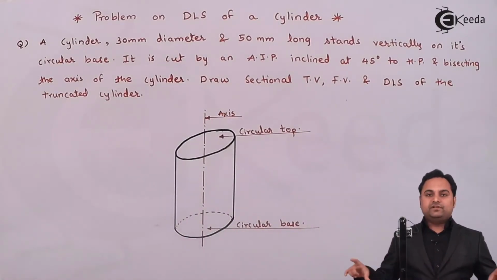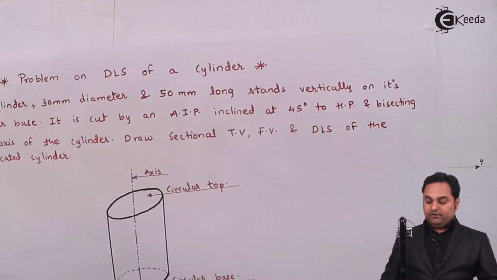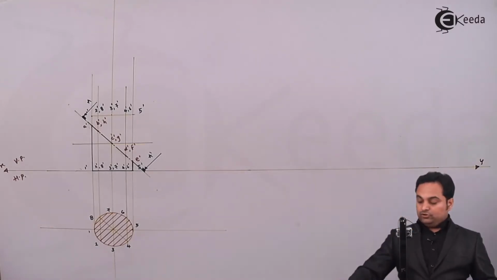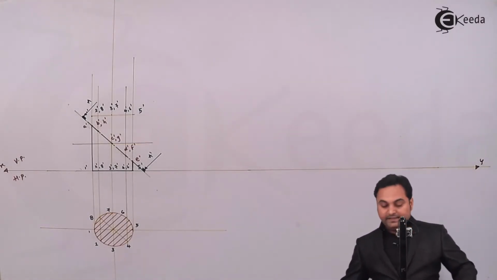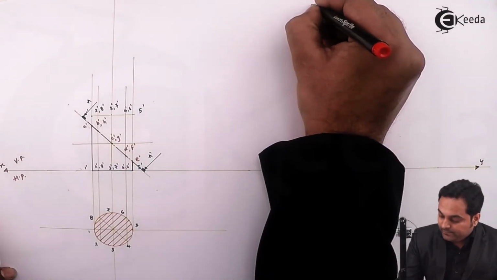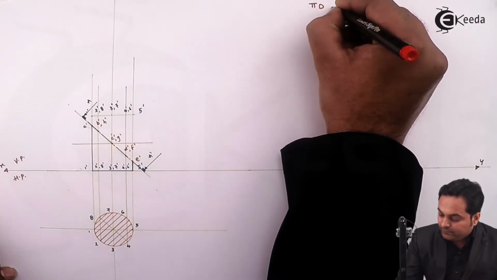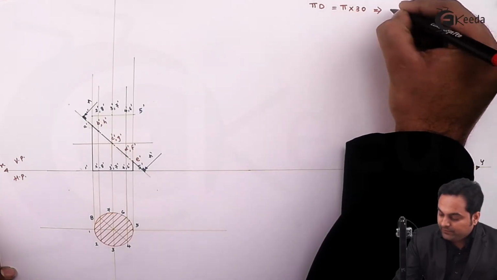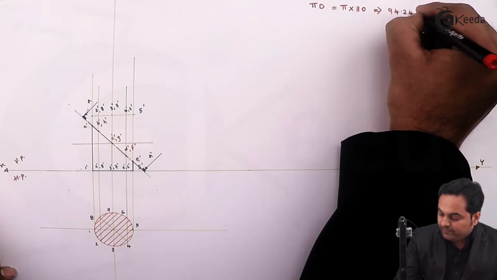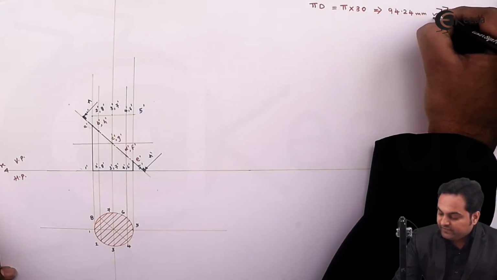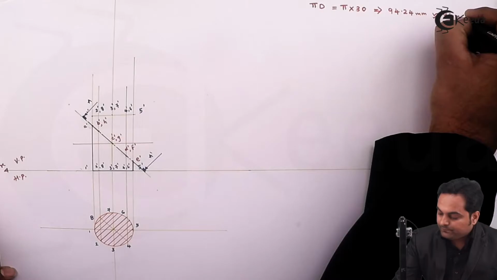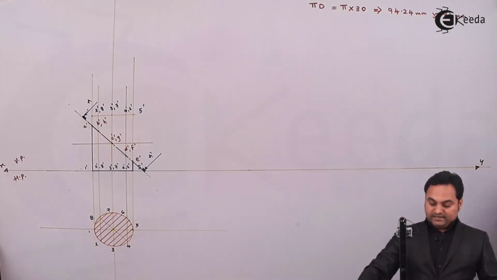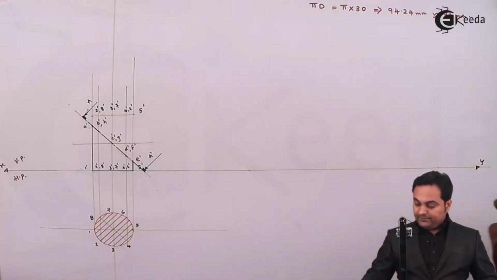We are going to get a complete circumference. So for the development of a cylinder, here as the diameter is 30 mm, we have to calculate the value of pi d. That pi d value is pi into 30, and it comes out to be 94.24 mm, which we can take as 94 mm. So this much is the circumference of the cylinder. Now that circumference needs to be plotted here.